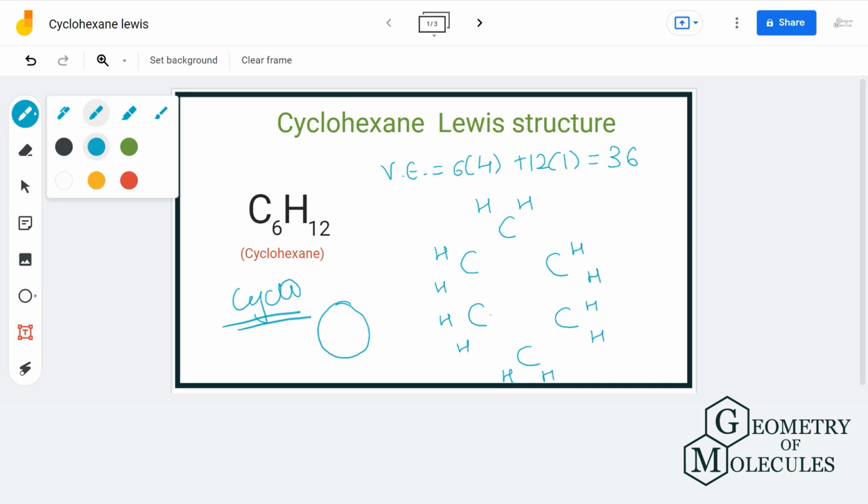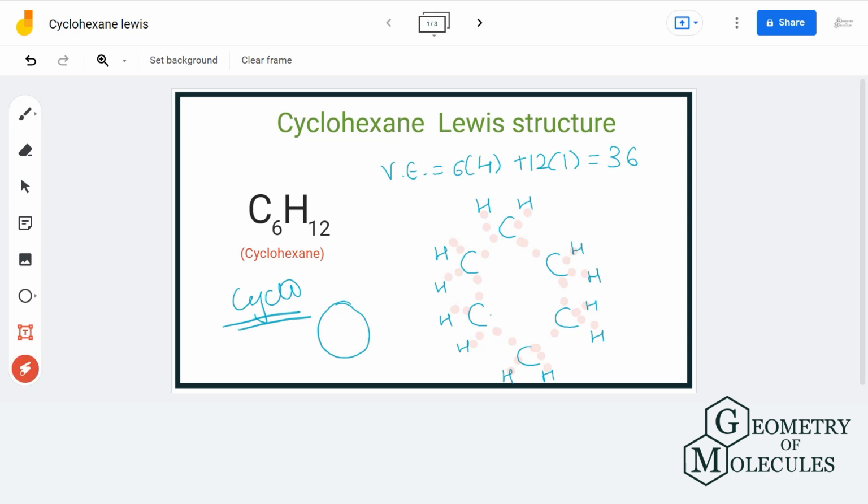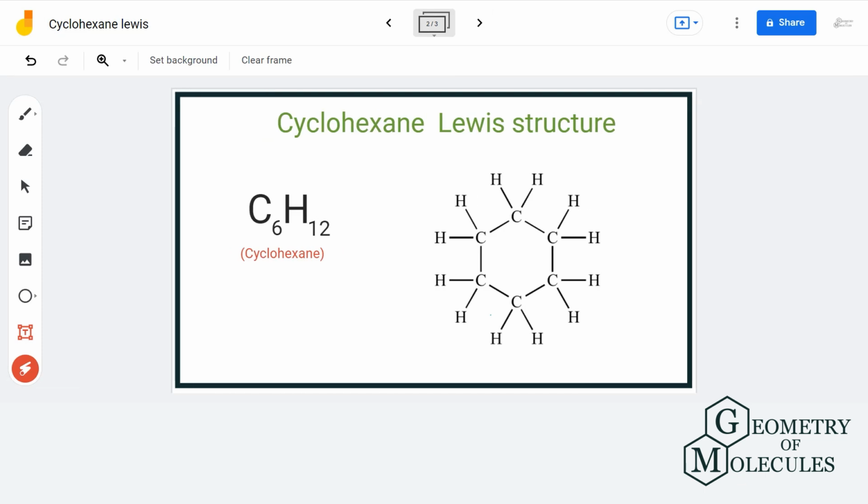After doing that, we will place an electron pair in between each atom for bond formation. As you can see, we have used all our valence electrons and each and every atom has a complete outer shell and zero formal charge. So this is the final Lewis structure of cyclohexane.